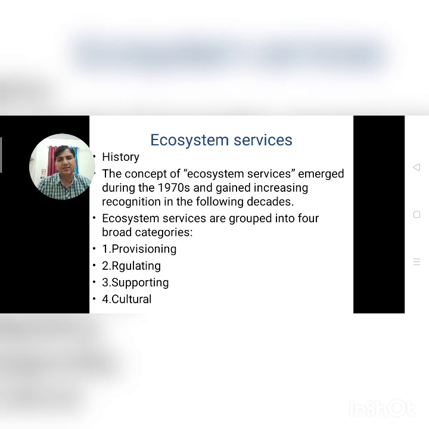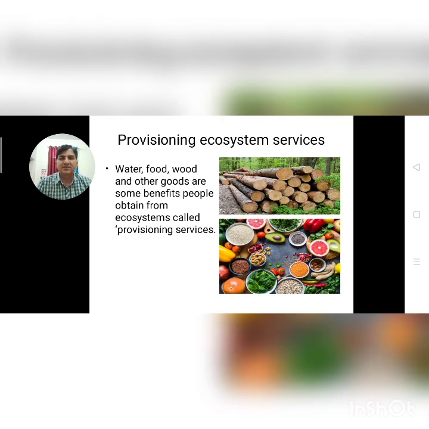Broadly, we can group these into four broad categories: provisioning, regulating, supporting, and cultural services. When we talk about provisioning services, it is just like any provision store, where you go and buy things. Here also we are extracting things from nature: water, food, wood, timber, and any other goods that have some benefits for people. They obtain these from ecosystems, and they are generally called provisioning services.